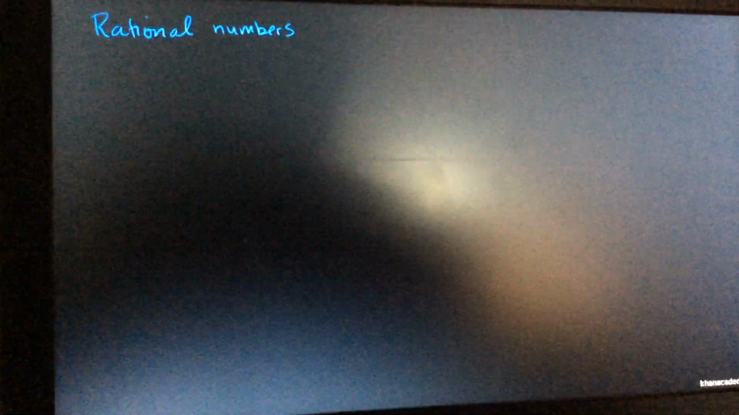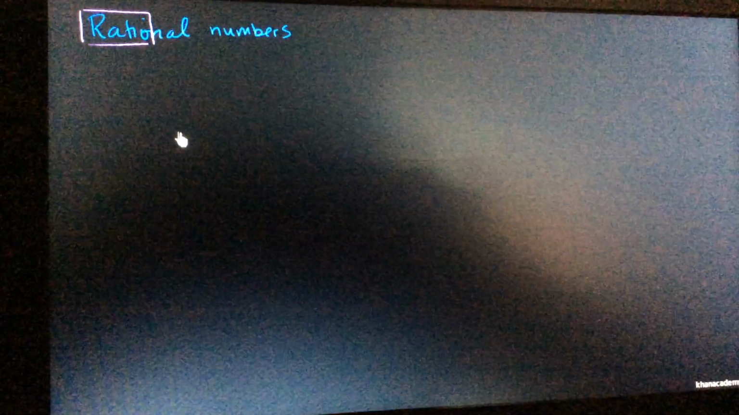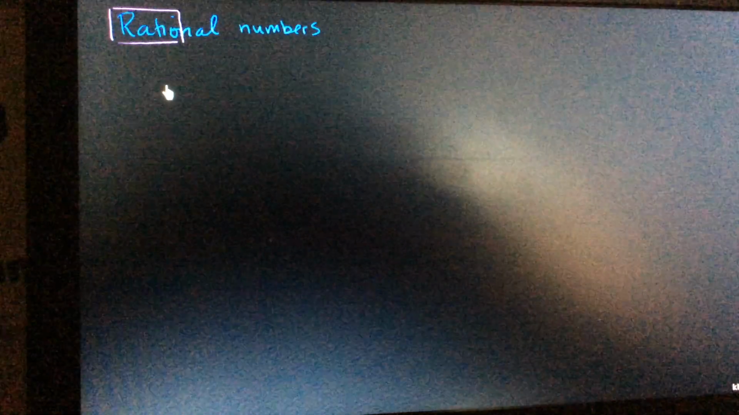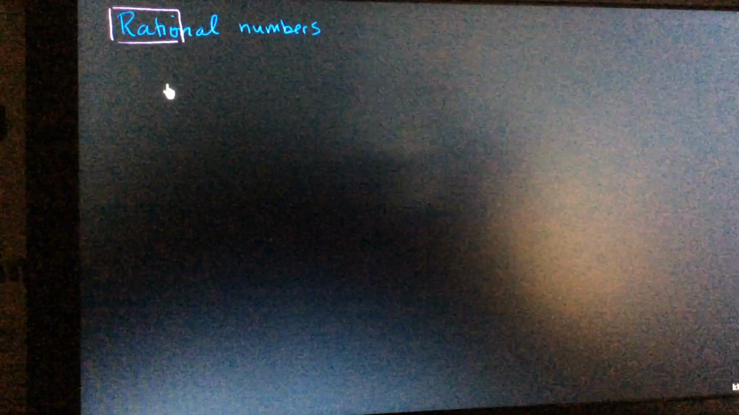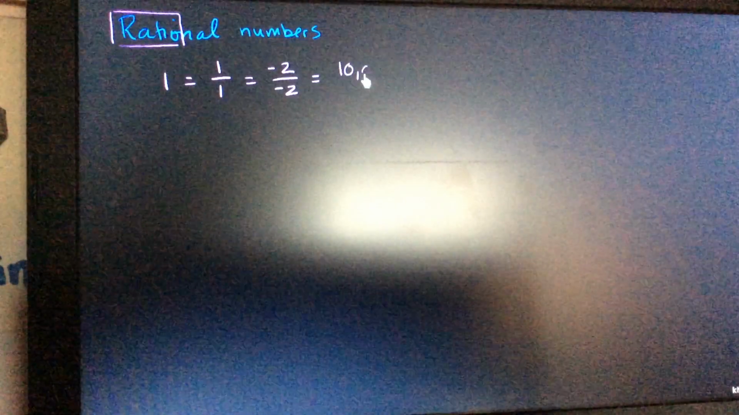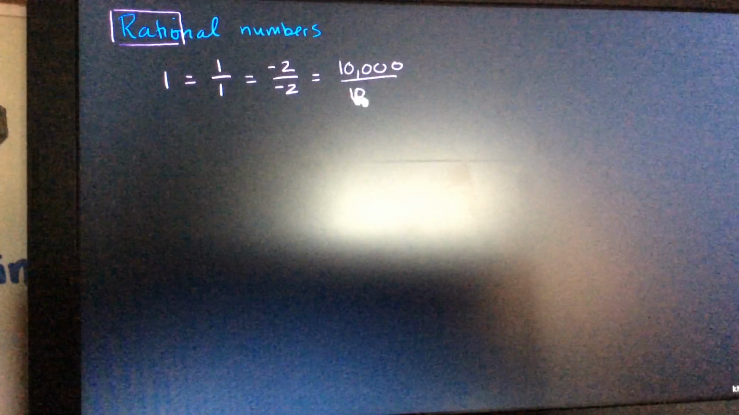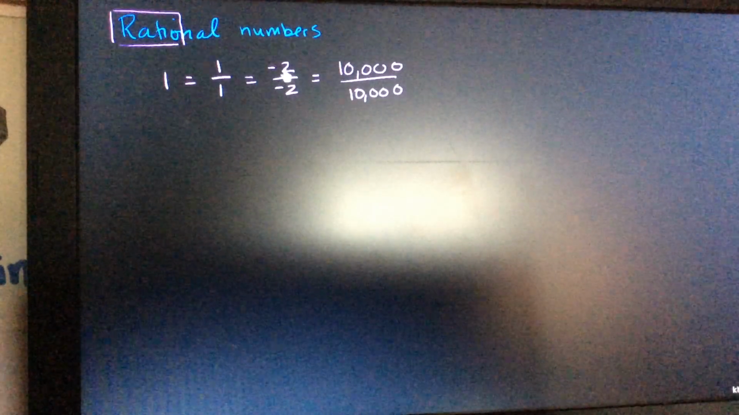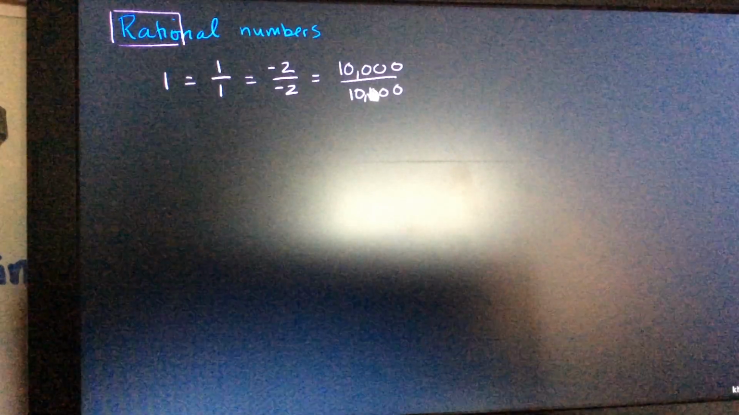Numbers. Rational numbers. And the simple way to think about it is any number that can be represented as the ratio of two integers is a rational number. So, for example, any integer is a rational number. 1 can be represented as 1 over 1, or as negative 2 over negative 2, or as 10,000 over 10,000. In all of these cases, these are all different representations of the number 1, ratio of two integers.